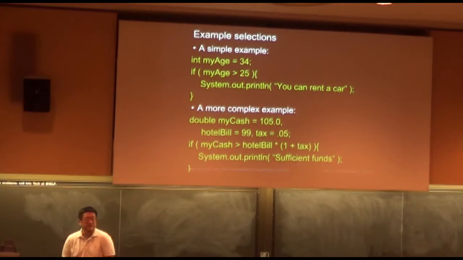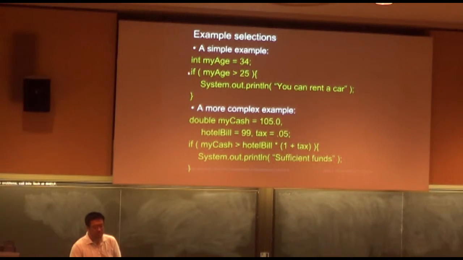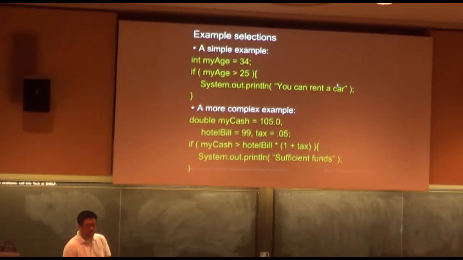So let's look at some basic examples of an if statement. If I have this if statement here, starting off with the declaration and initialization of my age, I'll make my age equal to 34. The statement reads, if my age is greater than 25, print out, you can rent a car. So this is simply checking to see if my age is greater than some value, and if it is, print out this thing. You can make this a little bit more complicated by having a calculation inside the parentheses.